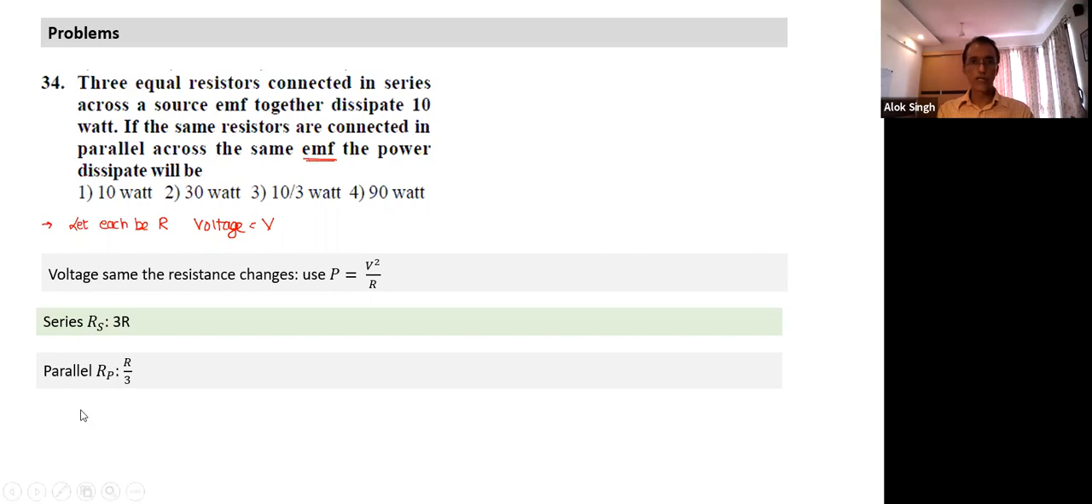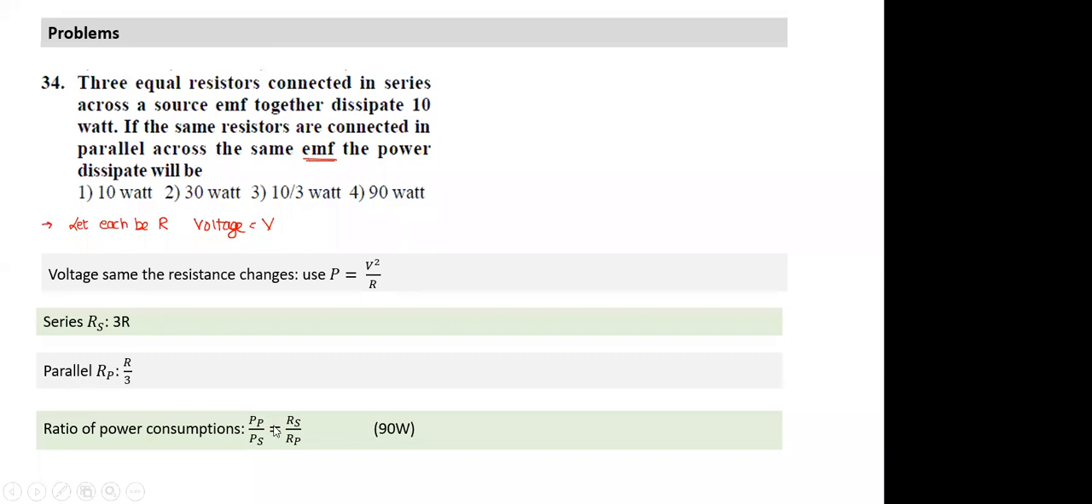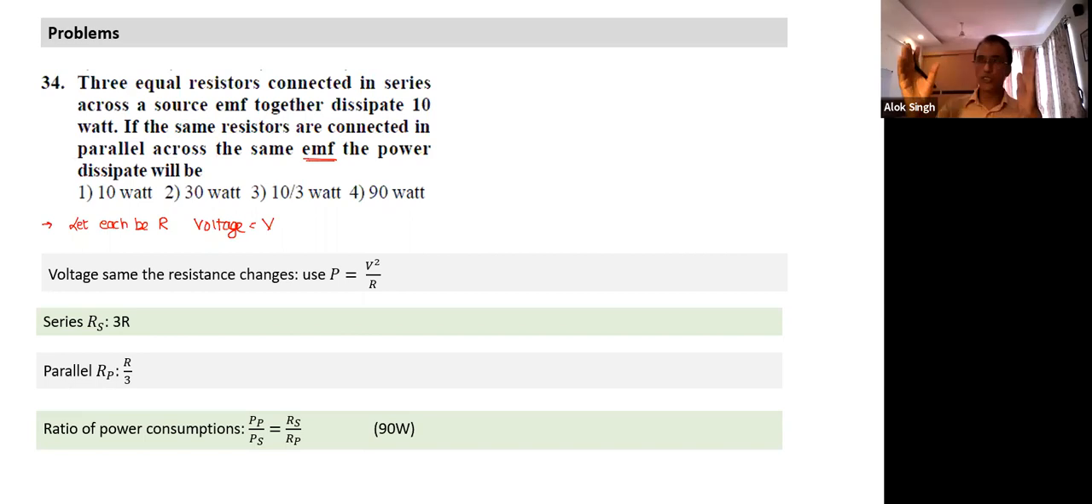So if I have to find the ratio of power in parallel and power in series: power is inversely proportional to resistance. So PP by PS is equal to RS by RP. If I substitute these values, it will come to 90 watts. And it makes sense, same voltage, if the resistance decreases, power consumption increases. Resistance is decreasing by a factor of 9, hence the power consumption is increasing by a factor of 9. So I can intuitively think why it is happening.